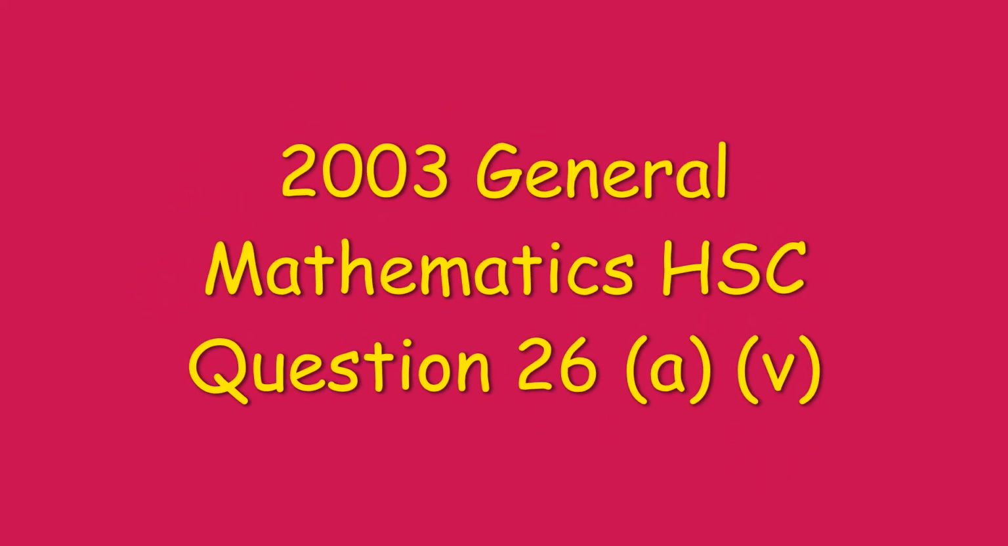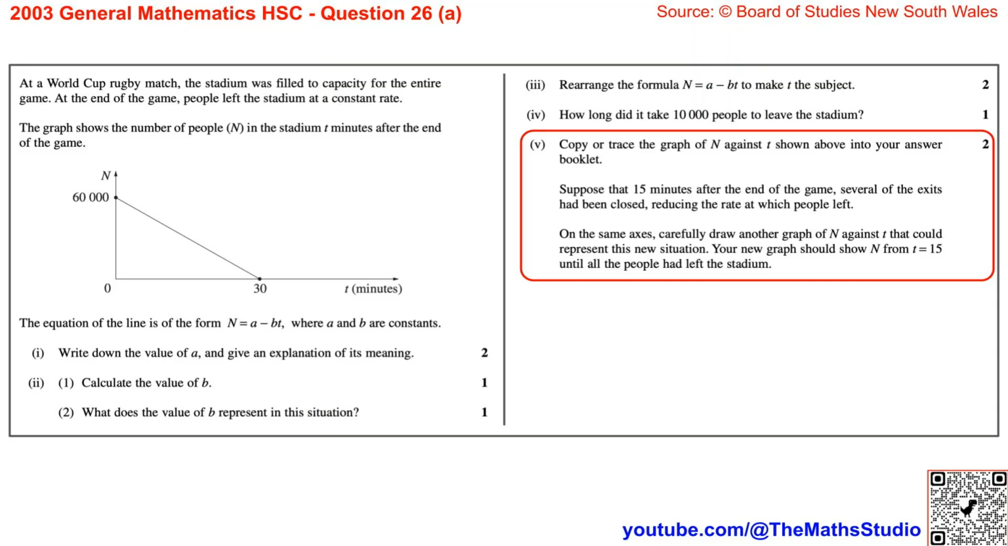Part 5. Copy or trace the graph of N against T shown above into your answer booklet. Suppose that 15 minutes after the end of the game, several of the exits had been closed, reducing the rate at which people left. On the same axes, carefully draw another graph of N against T that could represent this new situation. Your new graph should show N from T equals 15 until all the people had left the stadium.